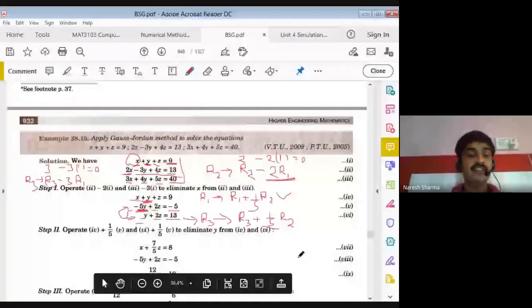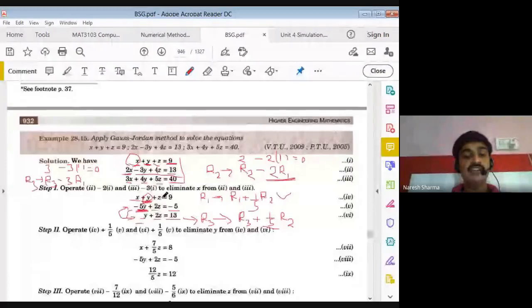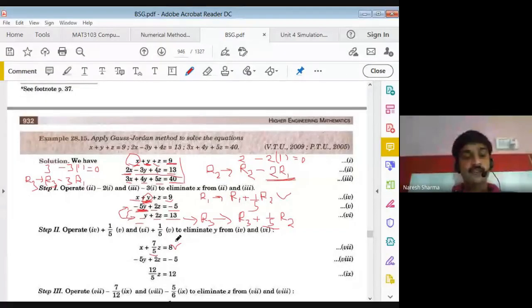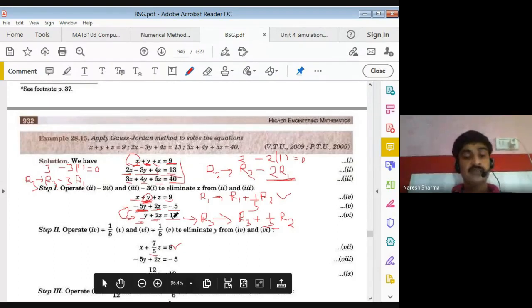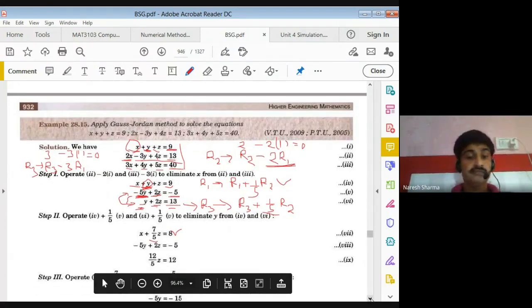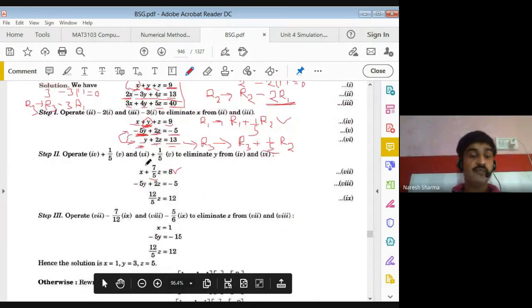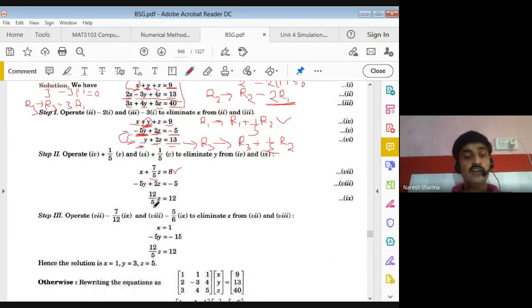So by using these two, you see this also becomes 0 here. Same you apply here. We divide this by 5. That is 2 by 5, add in 1. So 1 plus 2 by 5 is 7 by 5. Divide this by 5, that is minus 1, and add in 9 is 8. Similarly, here also this becomes 0. And here you divide by 5, add in this. So 2 by 5 plus 2 is 12 by 5. Similarly, divide by 5 is minus 1, add in 13 is 12. So now y is eliminated from the first row and the third row also.